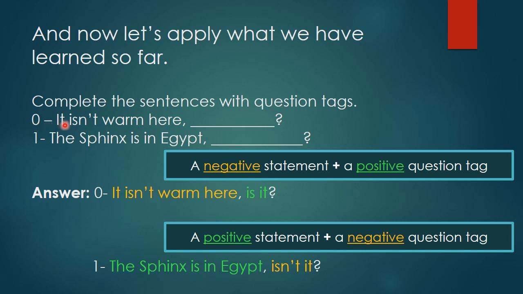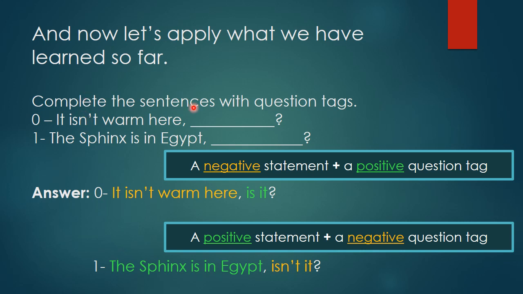Zero. It isn't warm here. Okay, when I reach the comma, I stop and search for not. Is there a not here? Yes, here it is. So I know that I have to use the positive question tag. Why? Because I have a negative statement, and as I told you before, the main rule is the opposite. Always use the opposite. So I have isn't, so it's a negative statement because I have not here.